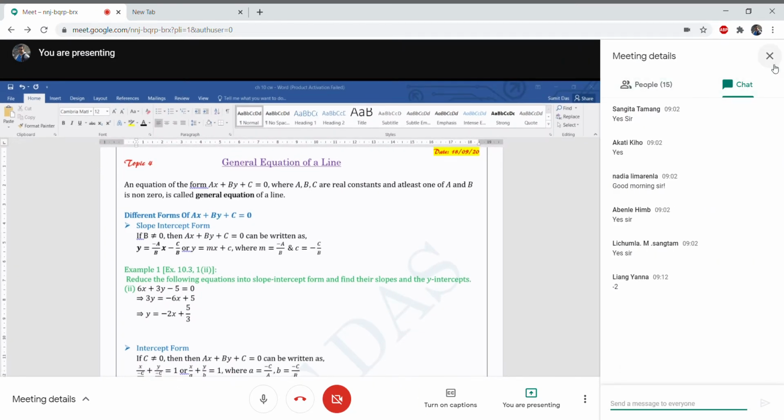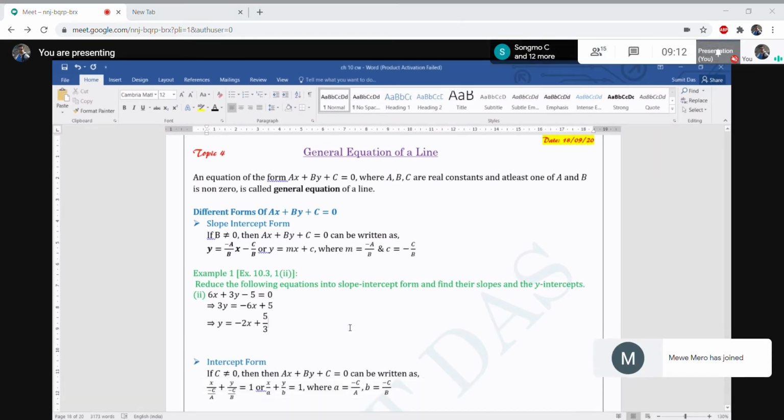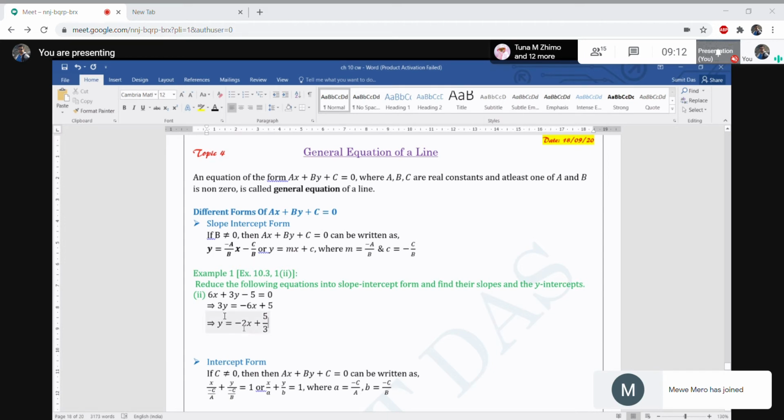Yeah, minus 2. Whatever is multiplied with x, that is our slope. Look here, y equal to mx plus c. So m is multiplied with x, right? So the slope is minus 2. And what is the y-intercept? The y-intercept is c. Okay, that is 5 by 3.